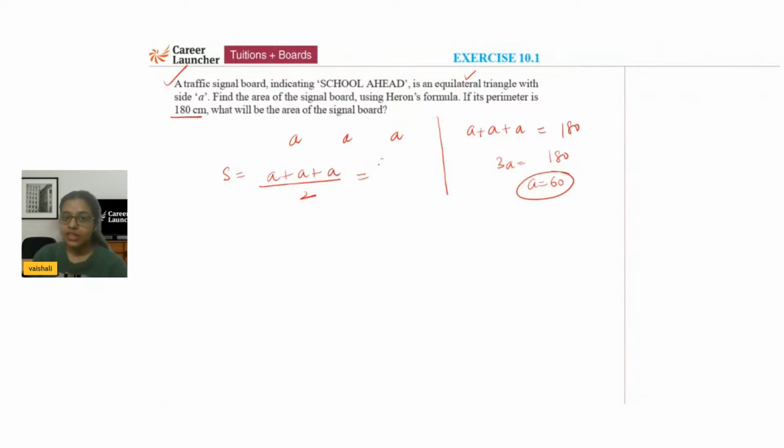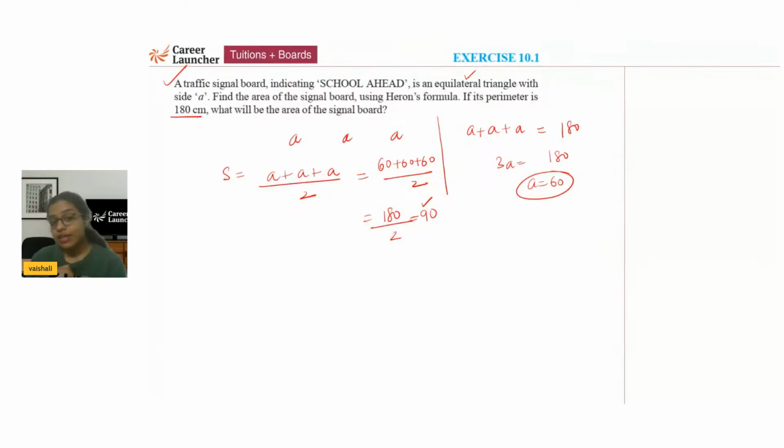Now I can substitute this down, ये जो s की value है. So 60 plus 60 plus 60 is equivalent to, and if you solve this down, you will get the value of s as 90. Right? Is everyone getting the same?